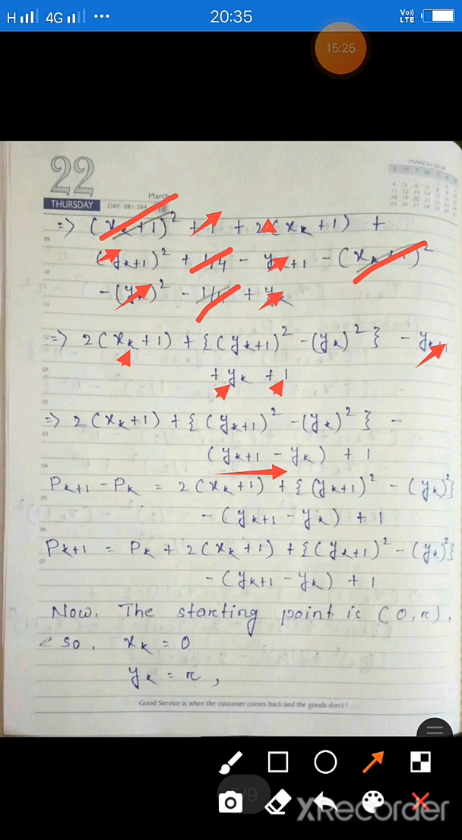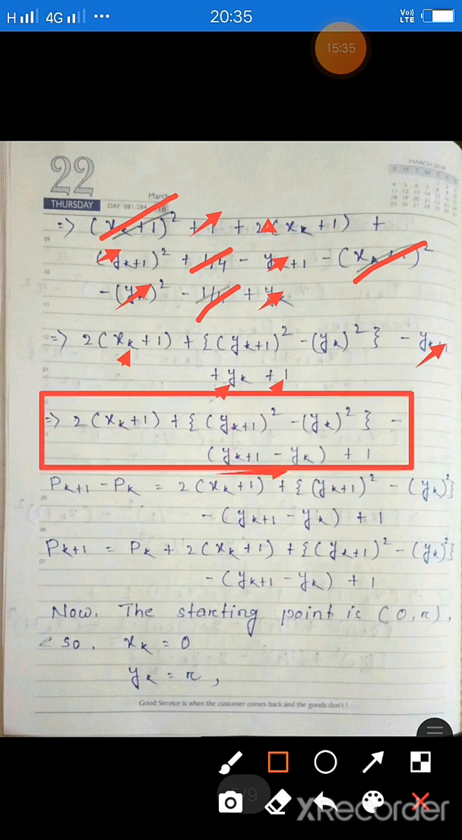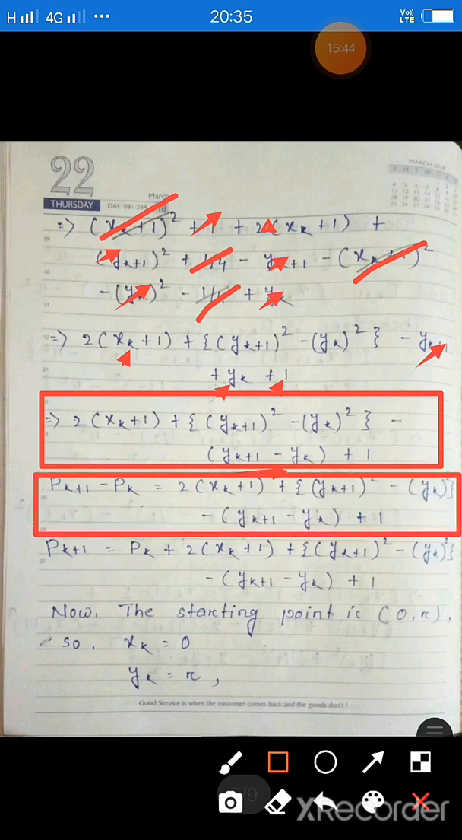After that here we can get this much, which is pk plus 1 minus pk. After that pk plus 1 and pk is this much. This one we will find. Okay. If pk plus 1 minus pk is this one, then pk plus 1 equals pk plus this one.